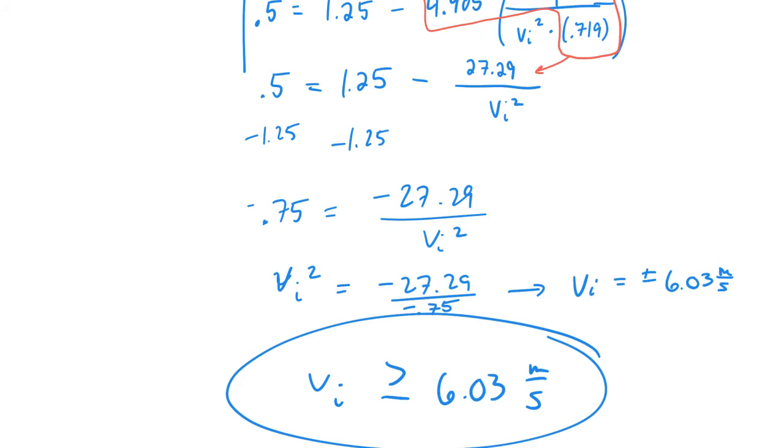Wait, so would that be the answer we give you? I mean, it says at what minimum velocity, so you could say that VI must be greater than or equal to this, or you could say the minimum velocity needed is 6.03 meters per second.